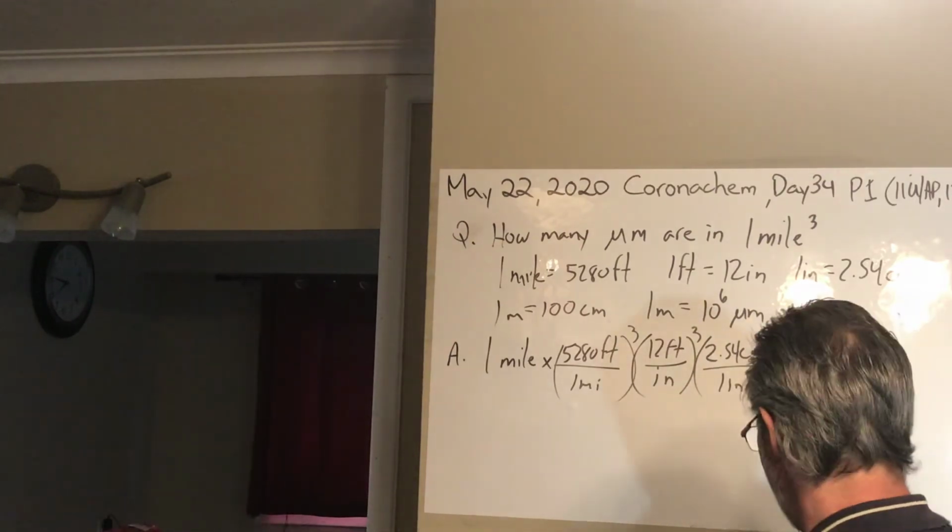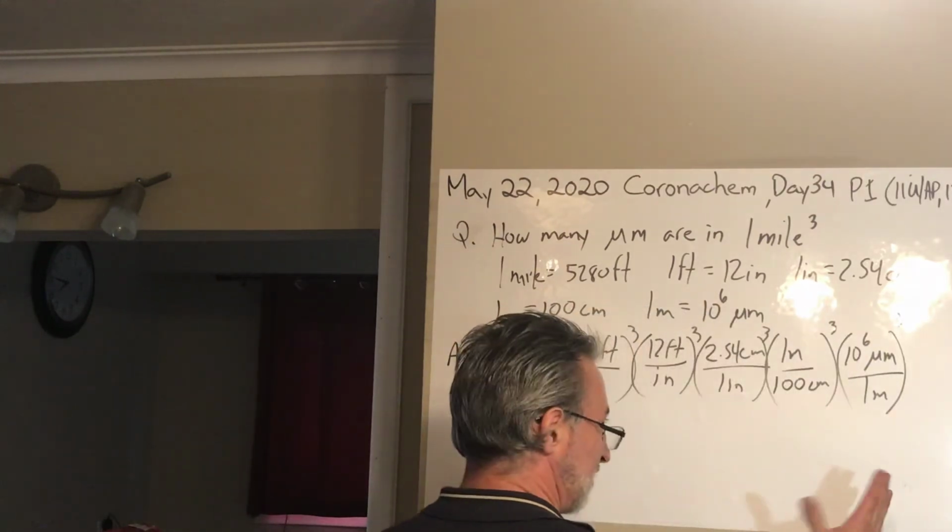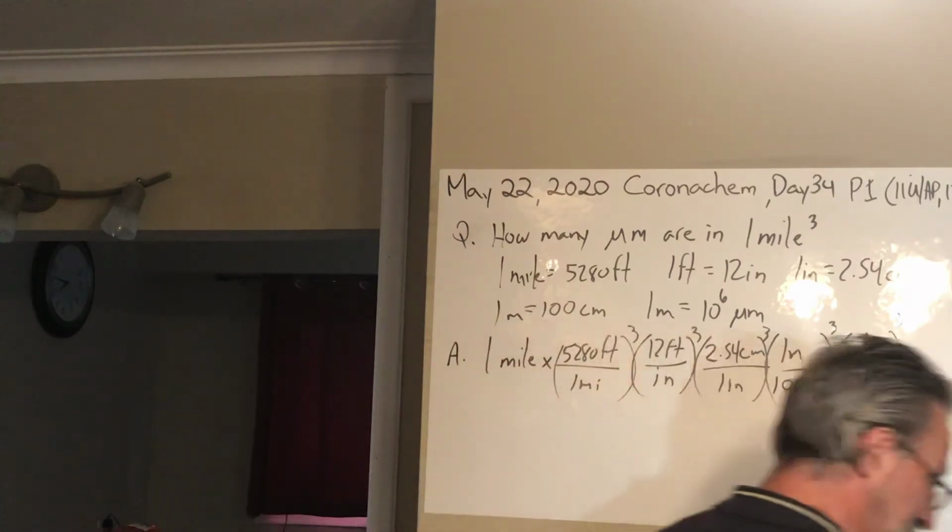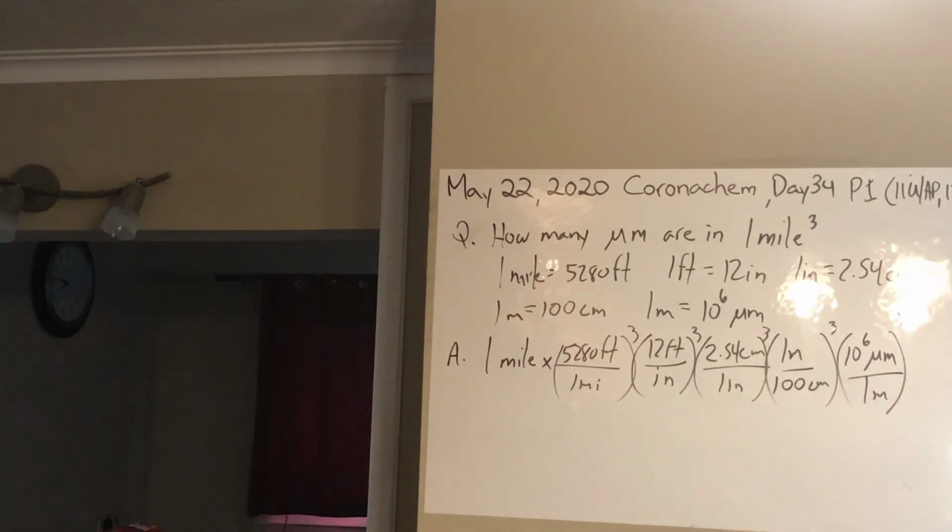Obviously, you wouldn't want to do this in your head, but there are ones when it's just powers of 10. You can go up to ridiculously high powers, which would never be practical anyway. 5,280 to the power of 3 times 12 to the power of 3 times 2.54 to the power of 3 divided by 100 to the power of 3. You see, I said divided. Why? Because it's in the denominator.